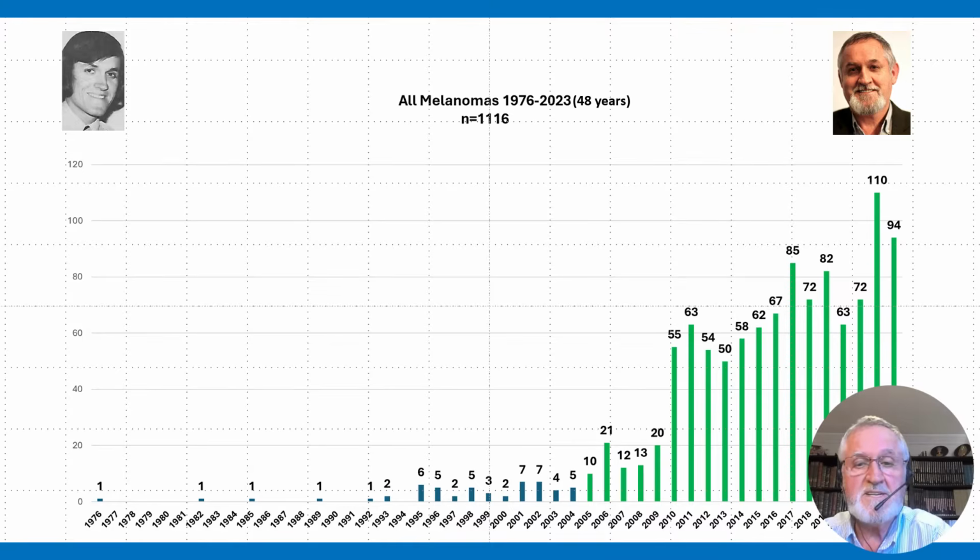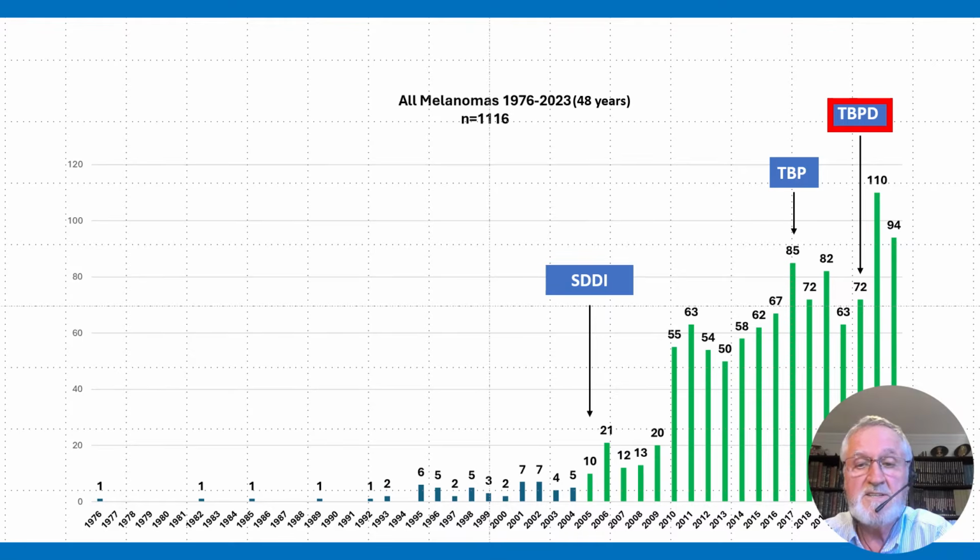Now, just for context, this is my context over 48 years of melanoma diagnosis. And you can see for the first 30 years, I diagnosed very few melanomas. That was partly because they weren't as common back in the 70s and 80s, and partly because I wasn't using dermatoscopy. And I started using dermatoscopy in 2005. That's the green part of the graph. And I started using serial digital dermatoscopic imaging right from the start.